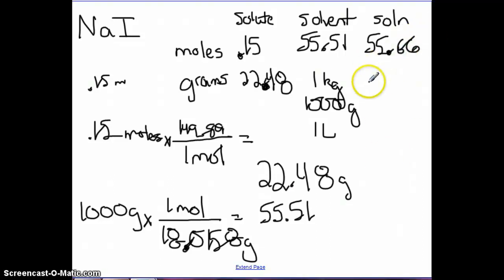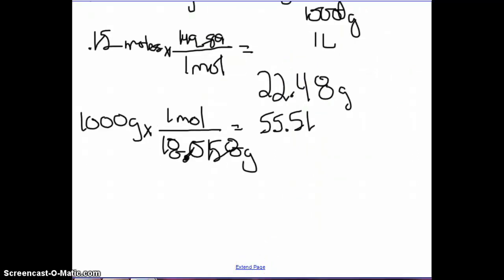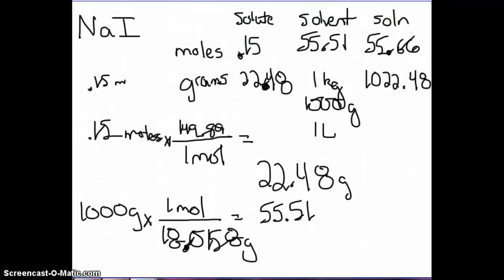Hopefully on the next problem it won't look so jacked up. All right, and then 22.48 plus 1,000 is 1,022.48. Okay. All right, so now we got our whole chart. We can just go ahead and whip out some conversion factors real quick for all our equations for our units, and we'll be good to go.